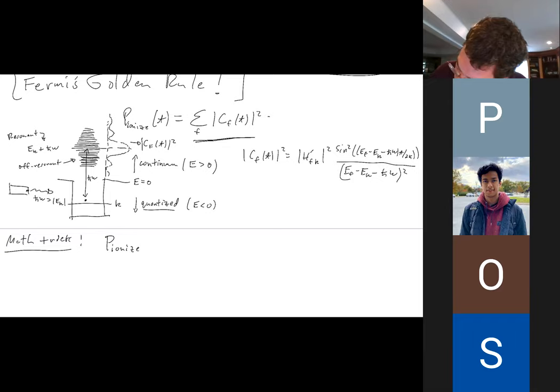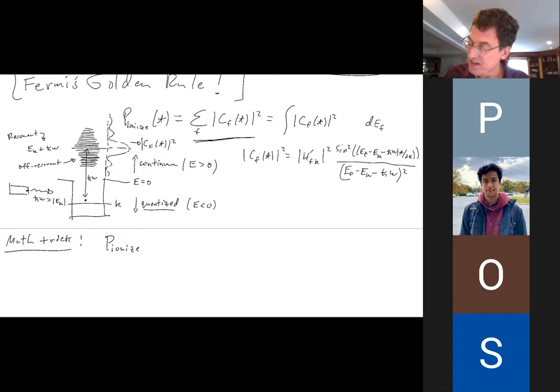It's going to be an integral over what variable? You guys guess? I want to go from a sum to an integral. E_f? Say it again? E_f? Yeah, the final energy, that's right. It's going to be a sum over the final energy. It can be |C_f of t| squared summed over the final energy, over all possible final energies.